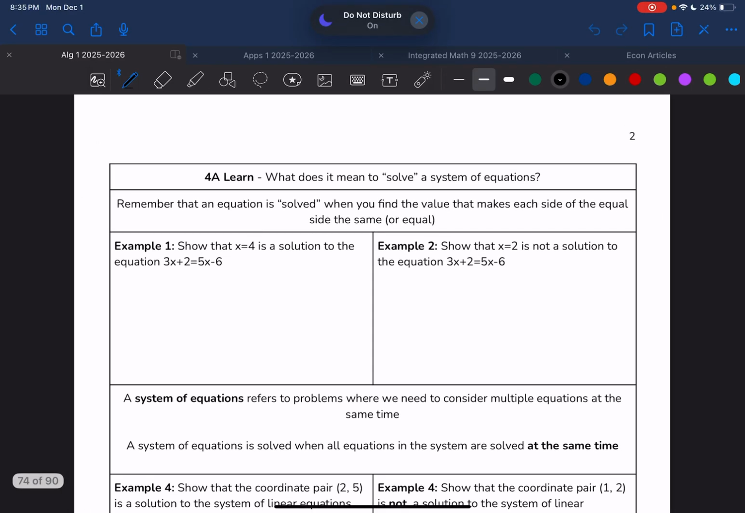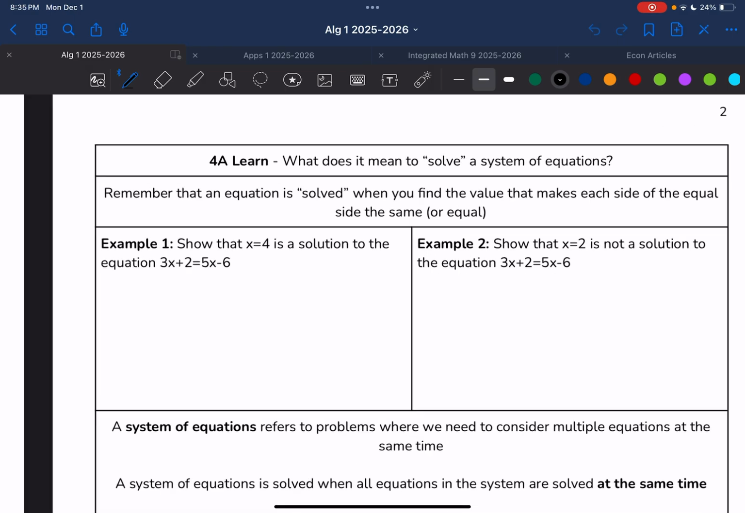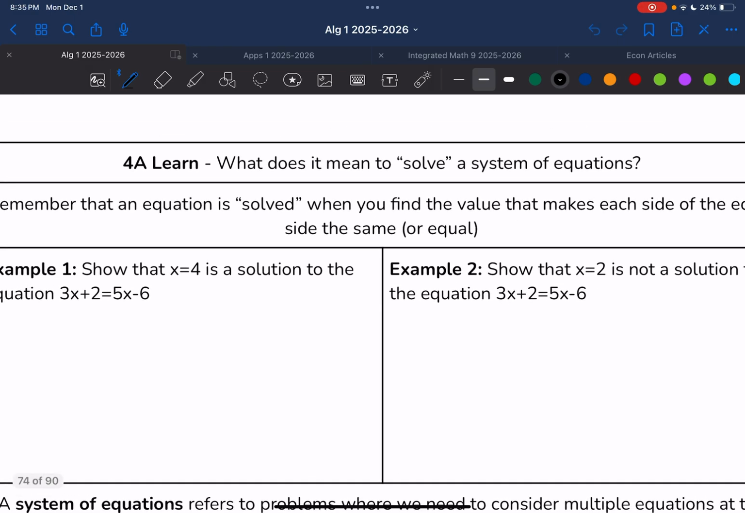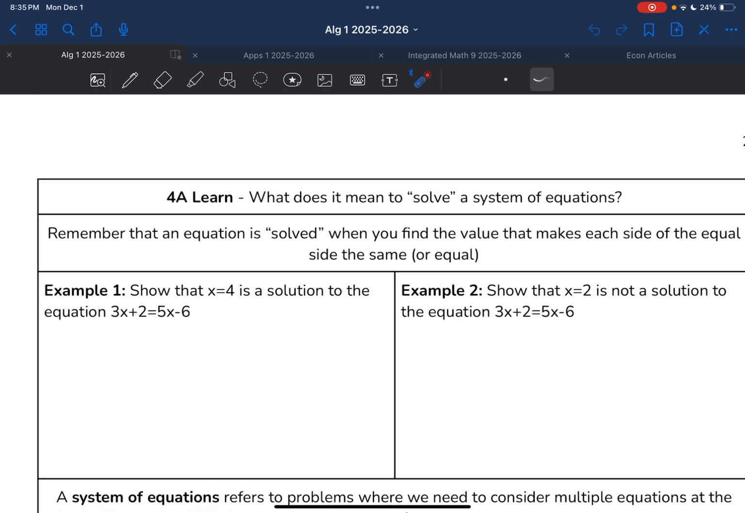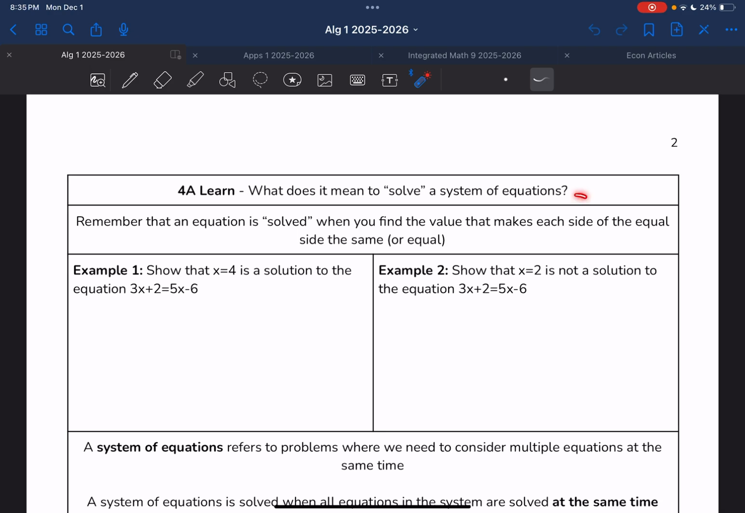All right, so in this video, I'll be talking through page 2 of the notes packet. This is just where we're zooming out and talking about what it means to actually solve an equation. To solve an equation means that we find a value that makes both sides of the equal sign the same, or equal.